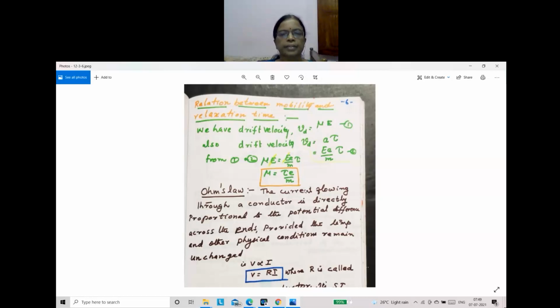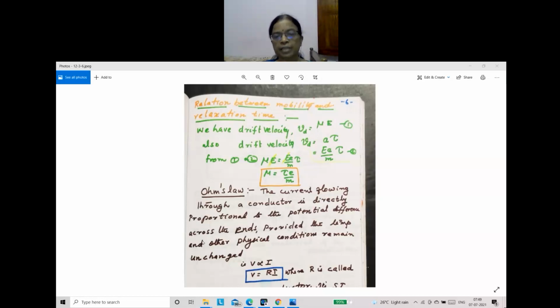Okay. And next, Ohm's law experiment is what we have to study. We already studied Ohm's law. What is current density? Current per unit area. That is current density, and current density is a vector quantity. Current is a scalar, but current density is a vector.